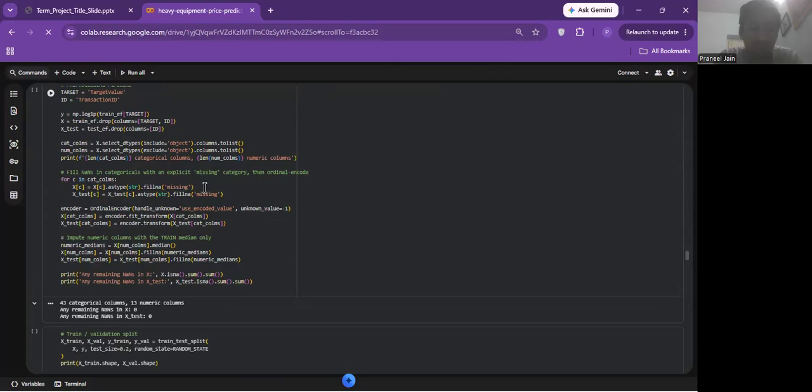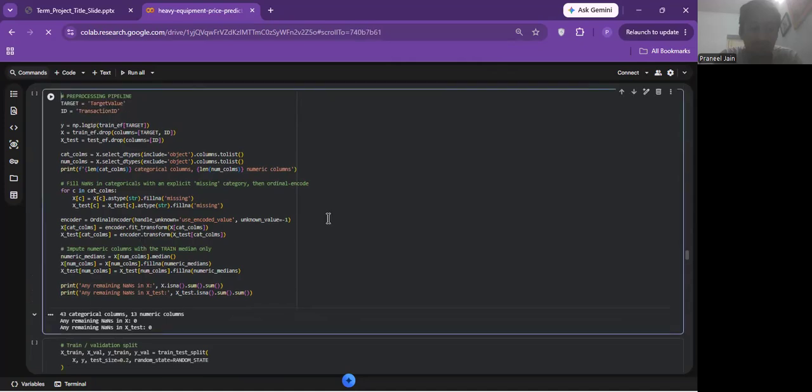I have filled categorical NaNs with a missing string before encoding, so that missingness becomes its own learnable category, consistent with the missing indicator flags added during feature engineering. I have set the encoder to ordinal with unknown value equal to -1, because if there is any category that is not seen in train but present in test, to prevent breaking, it just gets encoded as -1.